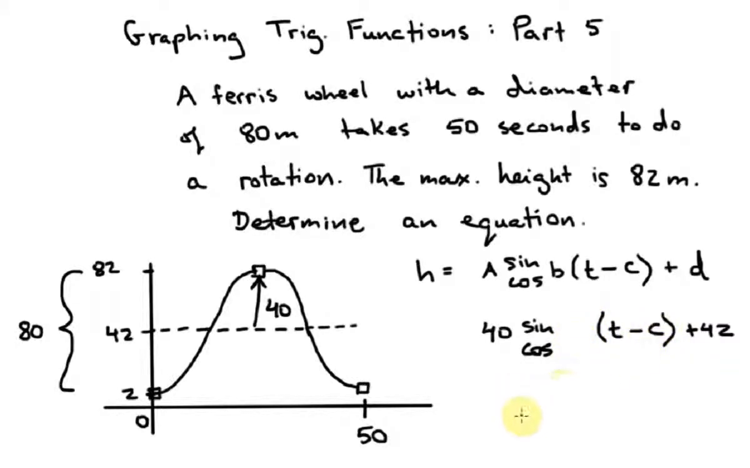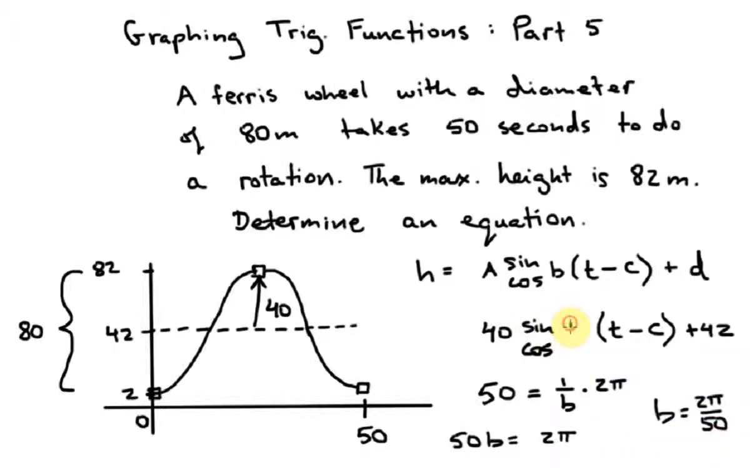Next I'm going to figure out what B is, and then we'll work out the phase shifts. The period is 50, and how do we get the period? It's the reciprocal of B multiplying the original period, which is 2 pi. Now, I want to solve this for B, so I'm going to multiply both sides by B. That gives me 50b equals 2 pi, and then I'll divide by 50. So B must be 2 pi divided by 50, and I could reduce that to pi over 25.